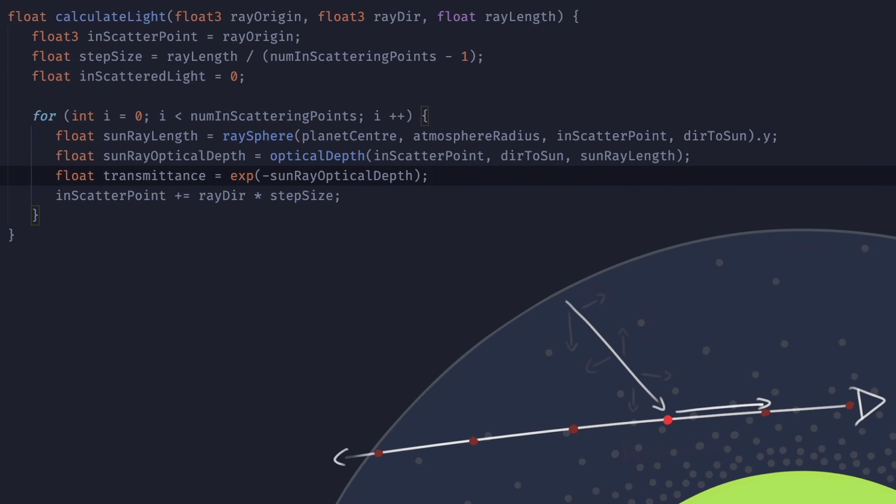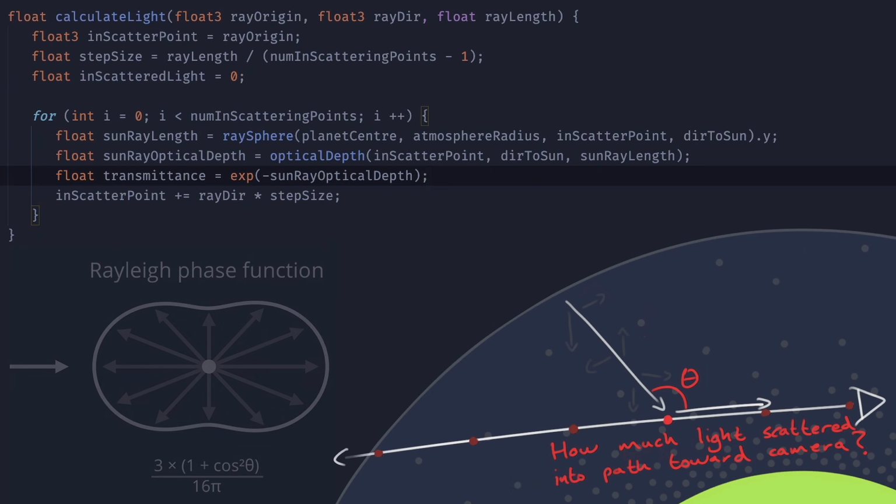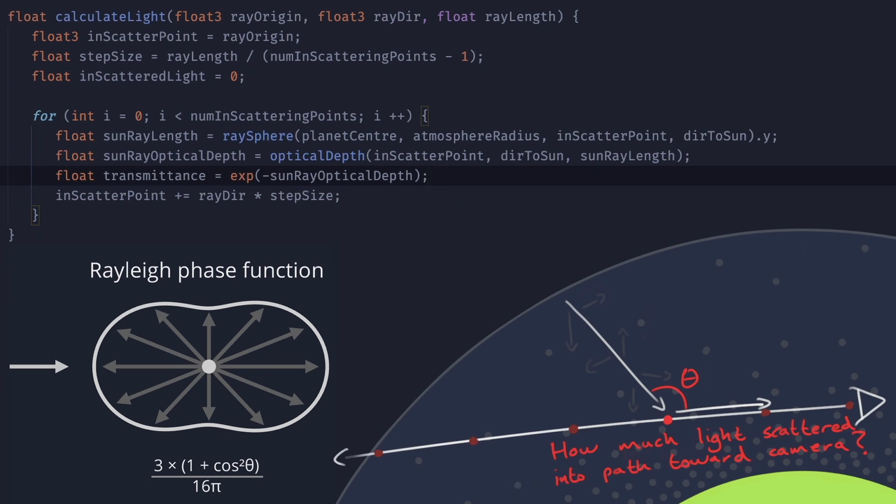So now that we have an idea of how much light will reach the point, the next question is how much of that will be scattered towards the camera? Well, one thing this depends on is this angle here, and this is where we could use that p-naught function from earlier, which would make less light scatter at 90 degrees, making the sky a bit darker there.